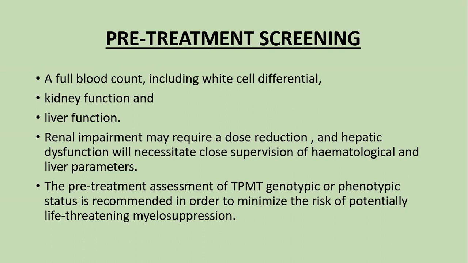Then pre-treatment screening. A full blood count, including WBC, kidney functions, and liver functions. Renal impairment requires a dose reduction, and hepatic dysfunctions also necessitate close supervision of hematological and liver parameters. Pre-treatment assessment of TPMT, genotyping, or phenotyping status is recommended to minimize the potential life-threatening side effect of myelosuppression.